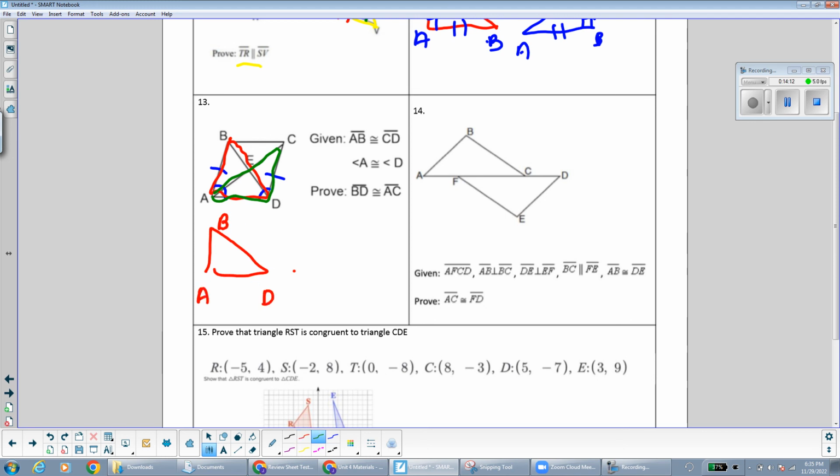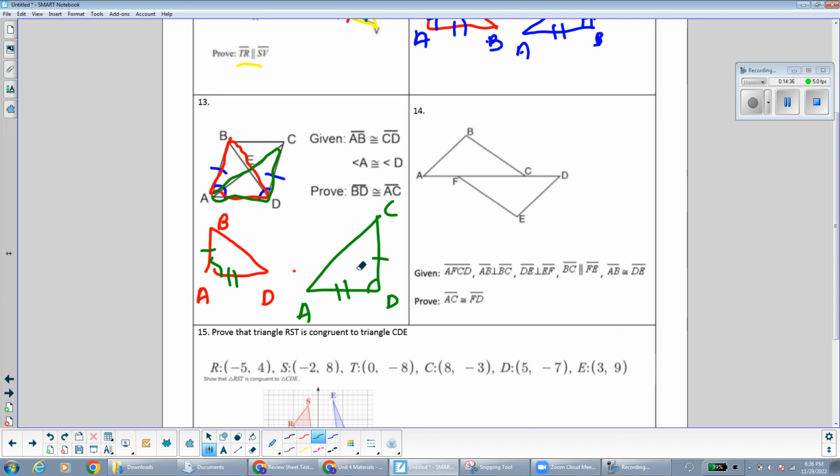BAD, CDA. Here are congruent sides from the givens. Here's our congruent angles from the givens. Share side AD. So AD is congruent to itself by reflexive property. Once again, we have the triangles congruent by SAS. And then we can say that BD is congruent to AC by CPCTC.